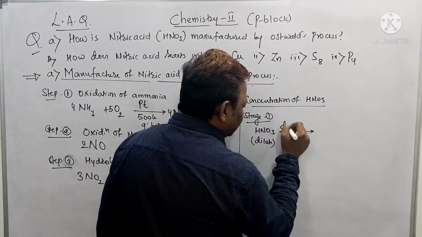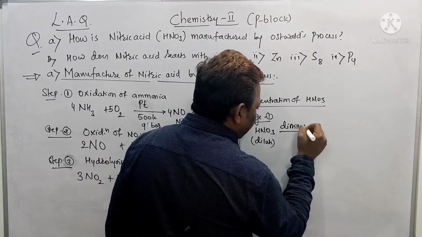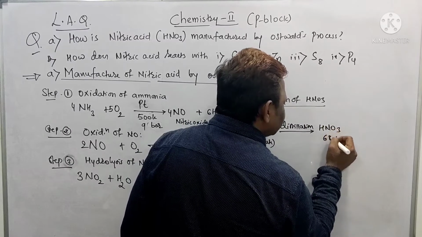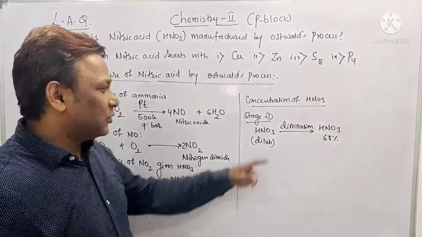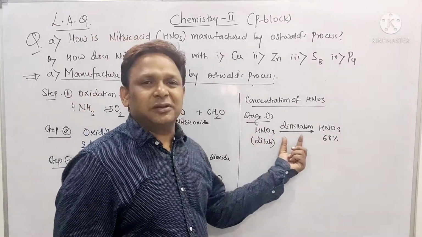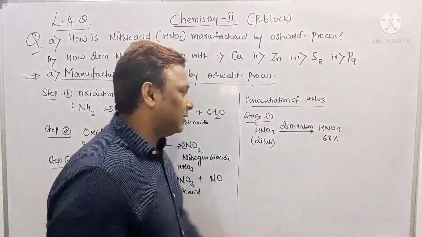What to do, sir? Distillation. Beta, by doing distillation, what did I get? I got still HNO3, but it is now 68%. The concentration of nitric acid, stage 1: dilute nitric acid on distillation gives rise to 68% nitric acid.